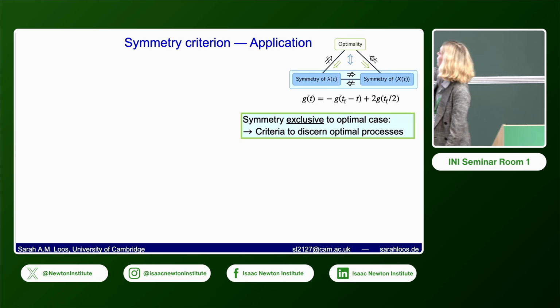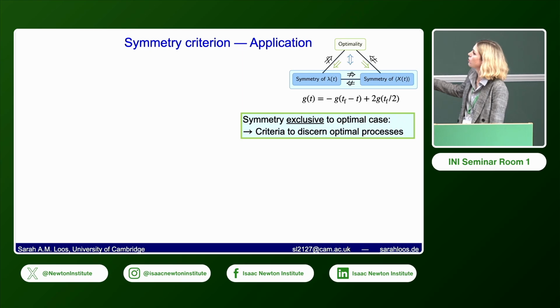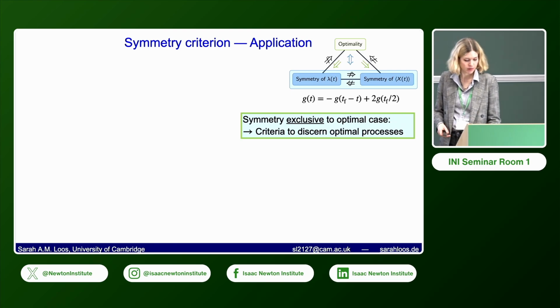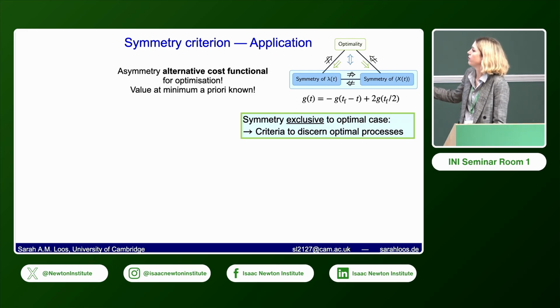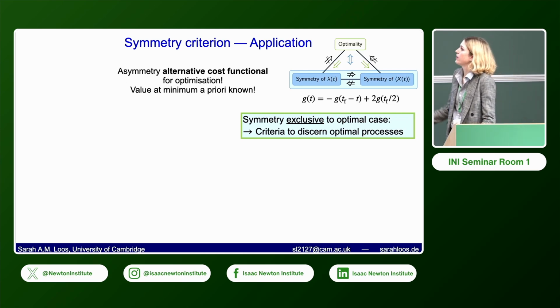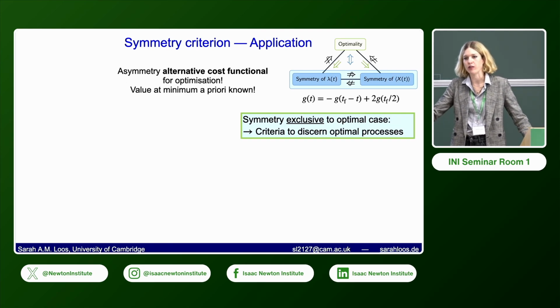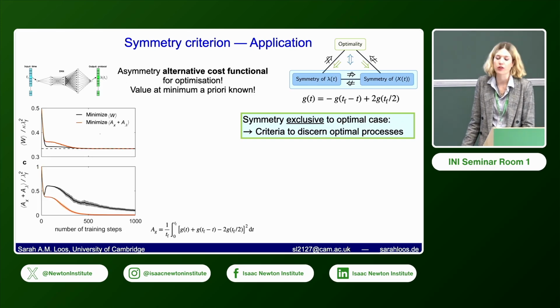So this is quite nice. Now, because we have both directions, what that tells us is that the symmetry is an exclusive property of the optimal case. And this means that you can use the symmetry to discern optimal processes from other processes. And that, on the other hand, means you can define the asymmetry as an alternative cost functional for your optimization. And the good thing about this is that you a priori know the value at the minimum, because you know that the asymmetry needs to be 0, while if you optimize the work, you never know if you quite reach the optimum, because you don't know what the minimum work would be.